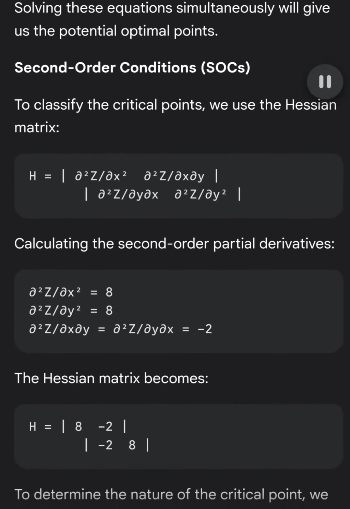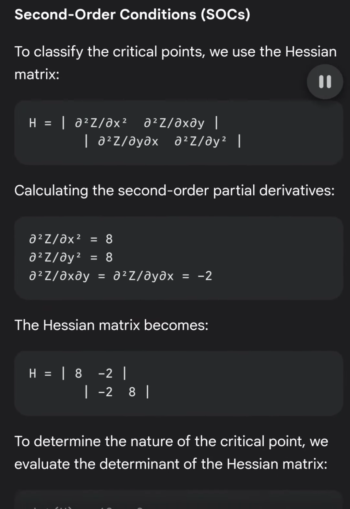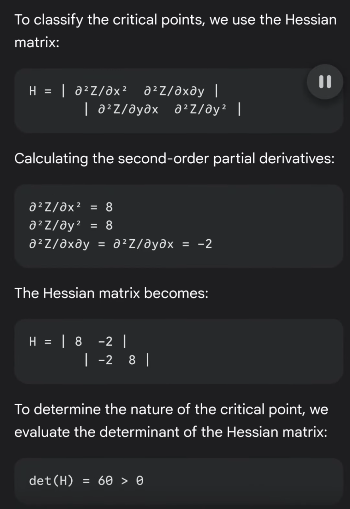Partial squared z over partial x squared equals 8. Partial squared z over partial y squared equals 8. The mixed partials, partial squared z over partial x partial y and partial squared z over partial y partial x, both equal minus 2. The Hessian matrix becomes H equals 8, minus 2, minus 2, 8.